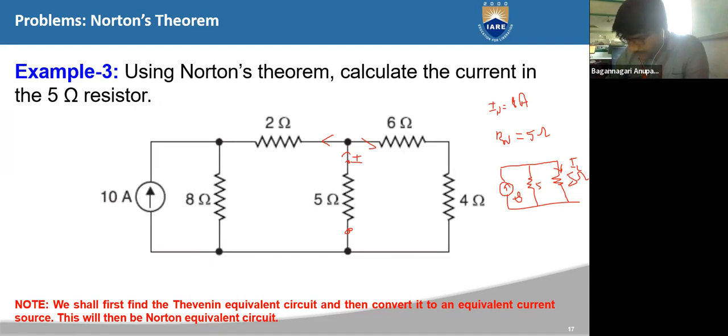Now you can go through them. We have many problems in that. You can use them, solve them.